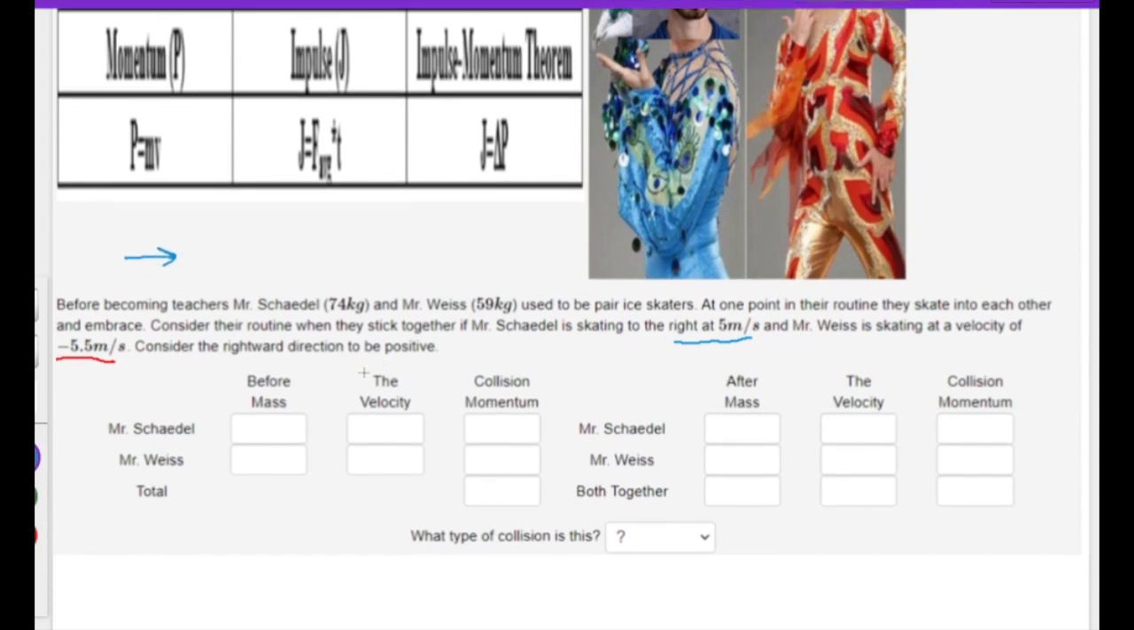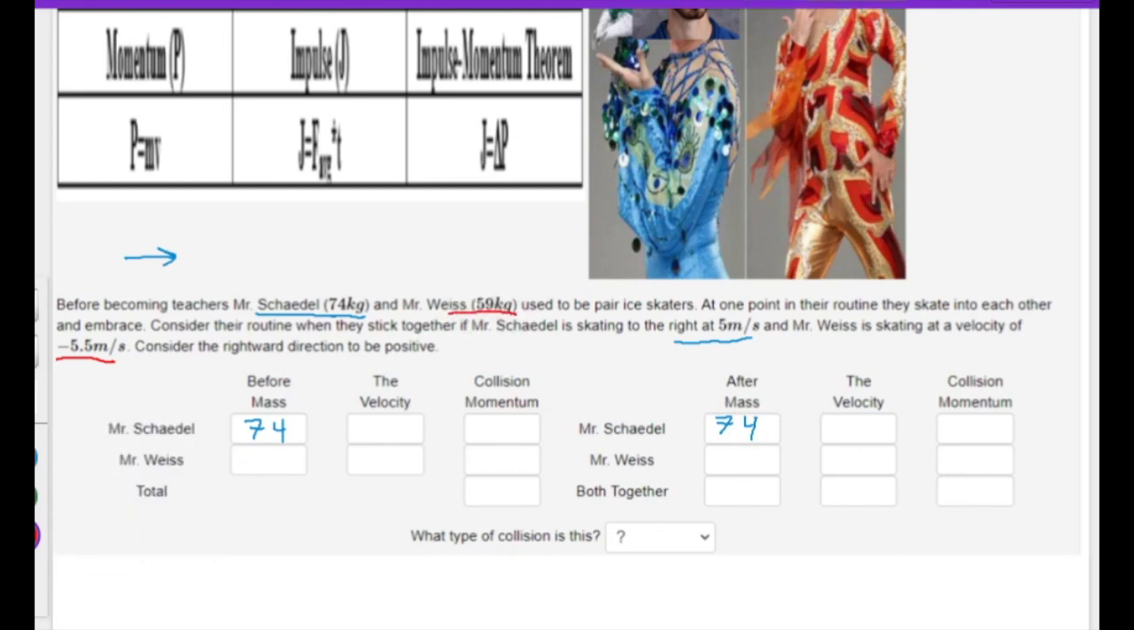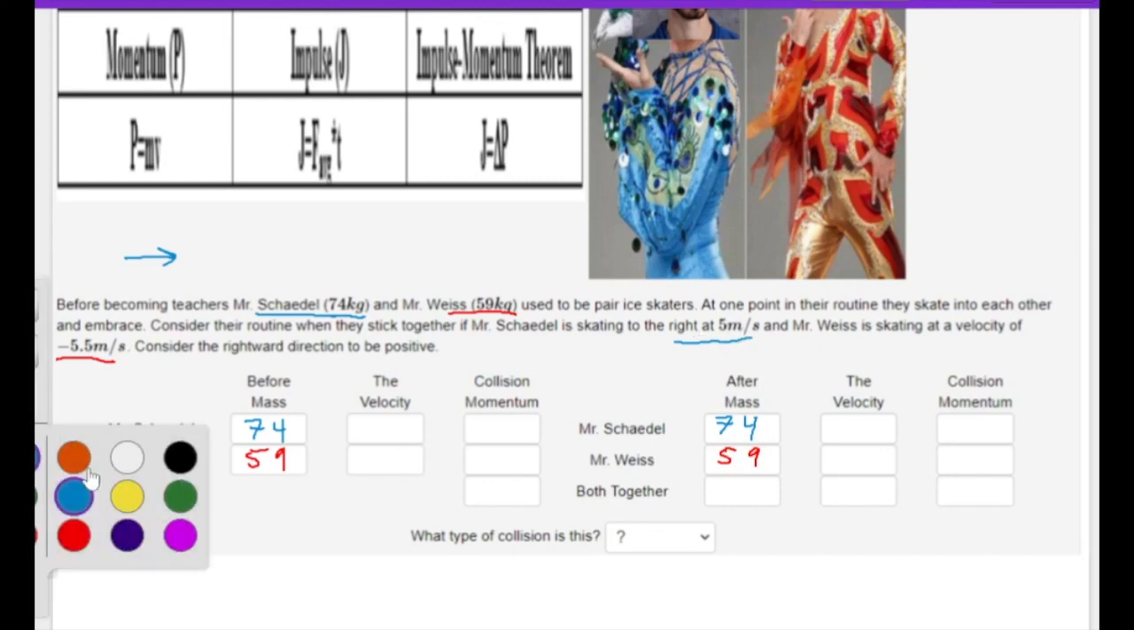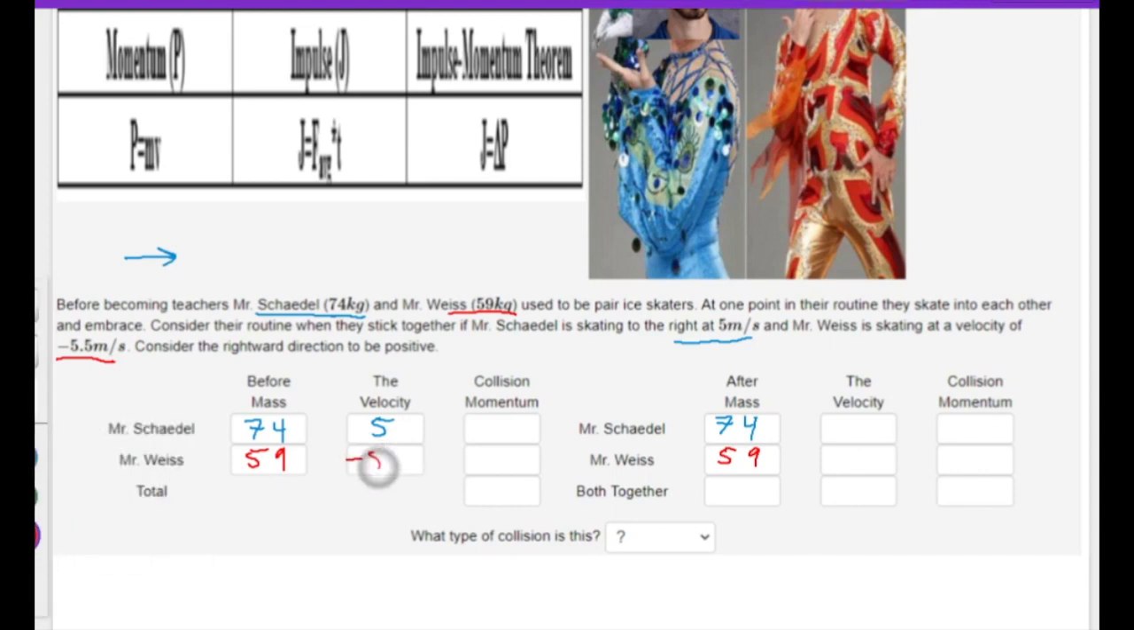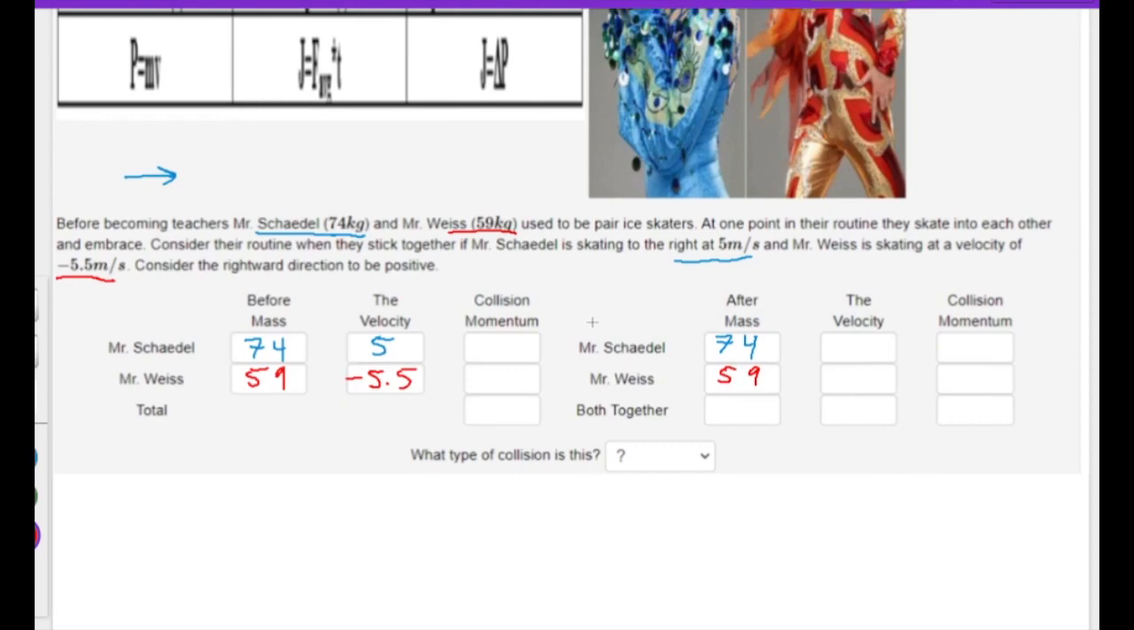So let's start by identifying our data here. First we have the mass of Mr. Shadell, which is 74 kilograms. That's going to be the same before as it is after. And then the mass of Mr. Weiss, which is 59. So 59 kilograms before and 59 kilograms after. Okay. So the next part, we're going to take our velocities. So before, Mr. Shadell has a velocity of 5, and Mr. Weiss has a velocity of negative 5.5. Okay. That is all the givens that we have at the moment.